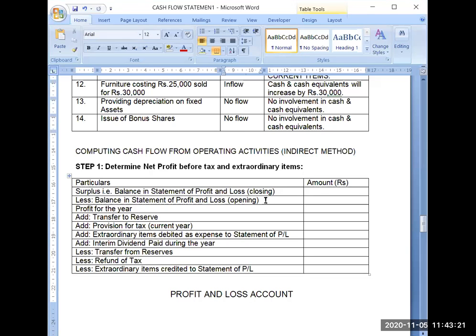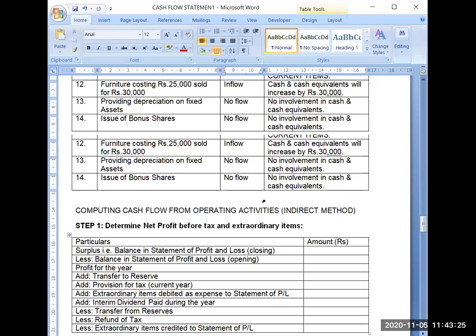So we were doing cash flow statement, and till now we have learned how to classify various activities into operating, investing, and financing. Also, we have learned which transactions will result in outflow of cash, which transactions will result in inflow of cash, and due to which transactions there will be no flow of cash.